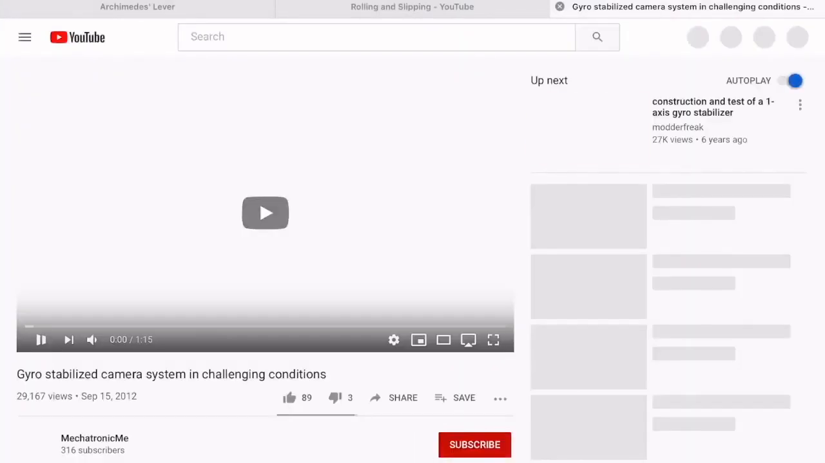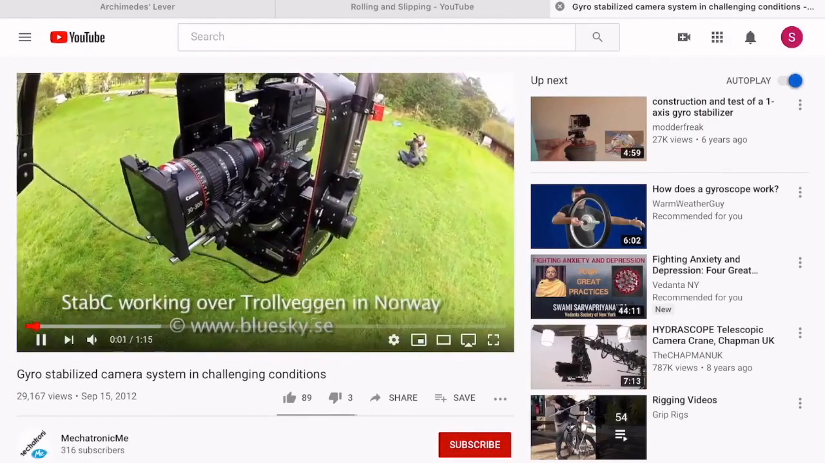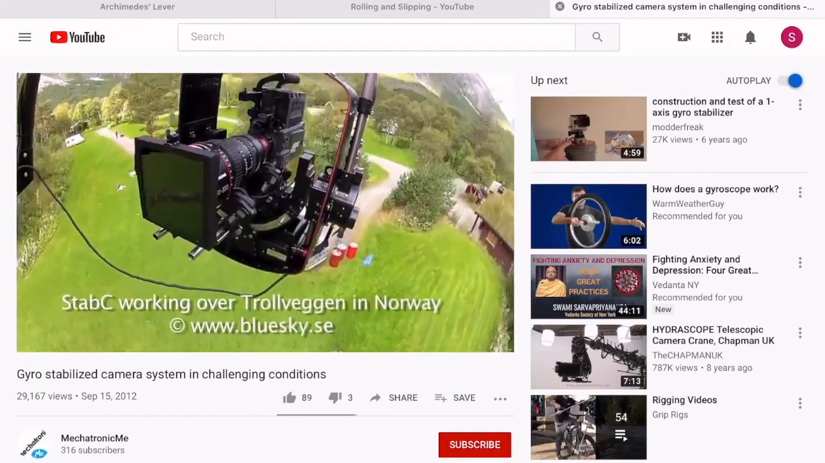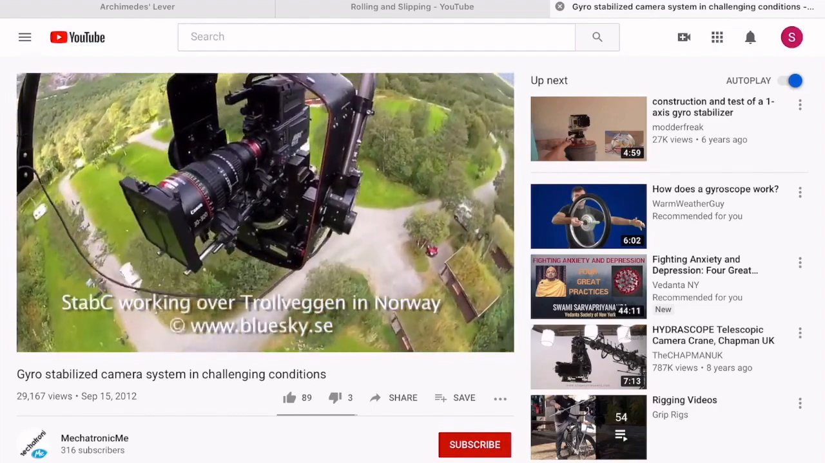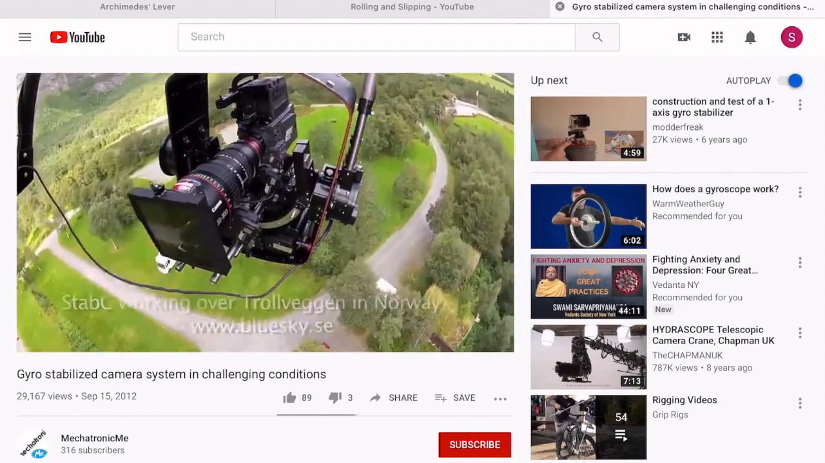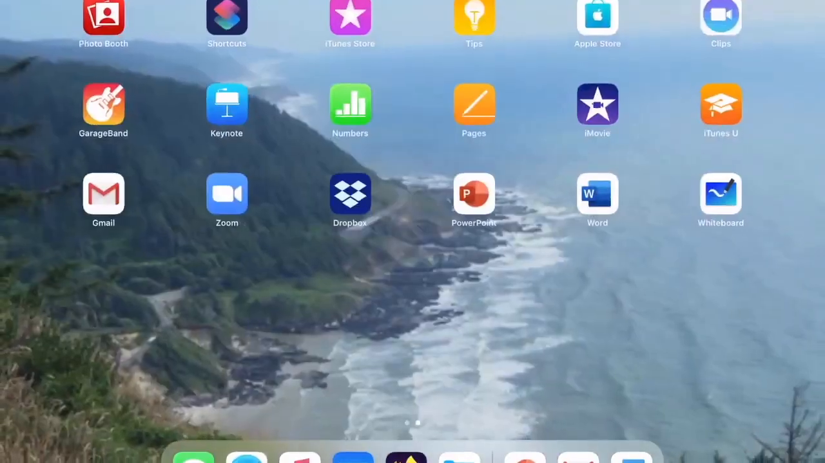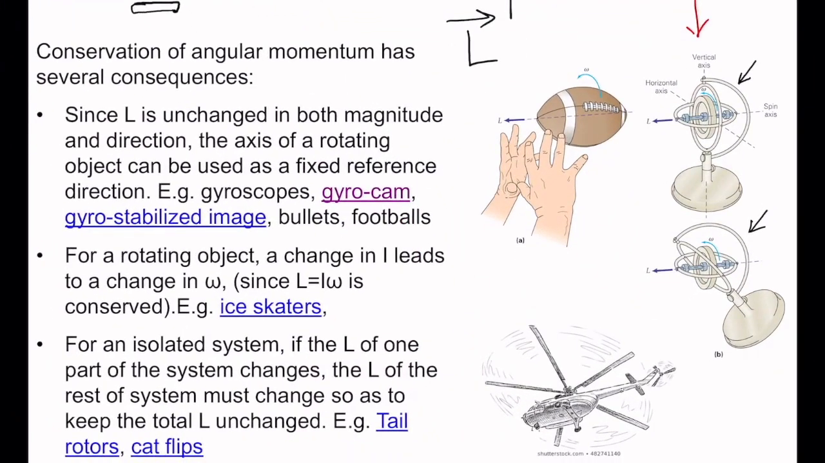So here's an example of a gyro camera. The camera is mounted on a helicopter, but as you can see, the helicopter might be moving around, but the camera always points in the same direction. So it's a gyro stabilized camera. Okay, now what is the result of taking a picture with a gyro stabilized camera? Let's take a look at that.